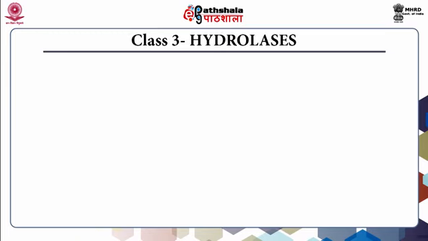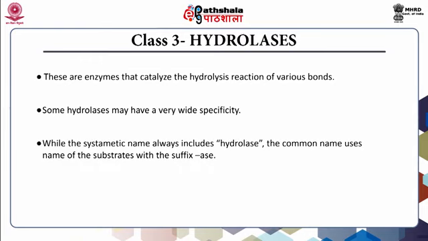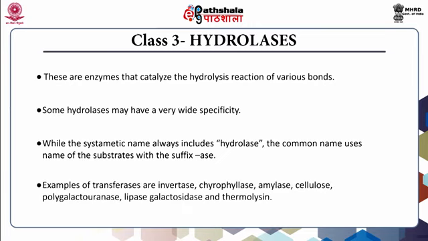The third class of enzymes are hydrolases. These are the enzymes that catalyze the hydrolysis reaction of various bonds. Some hydrolases may have a very wide specificity. While the systematic name always includes hydrolase, the common name uses the name of the substrate with the suffix -ase. Examples of hydrolases are invertase, chlorophyllase, amylase, cellulase, polygalacturonase, lipase, galactosidase and thermolysin.